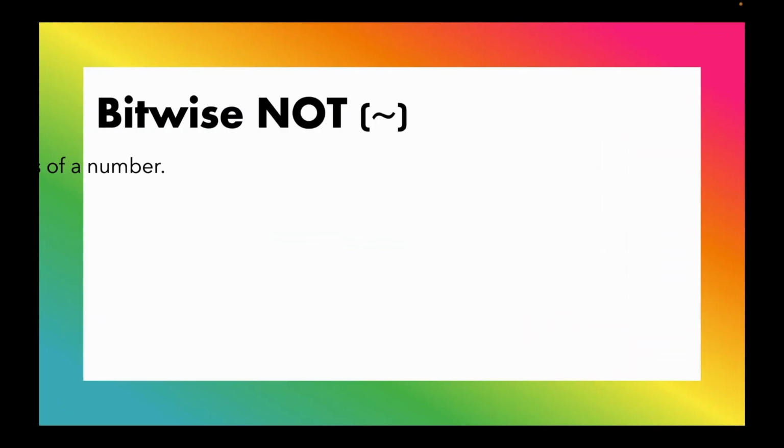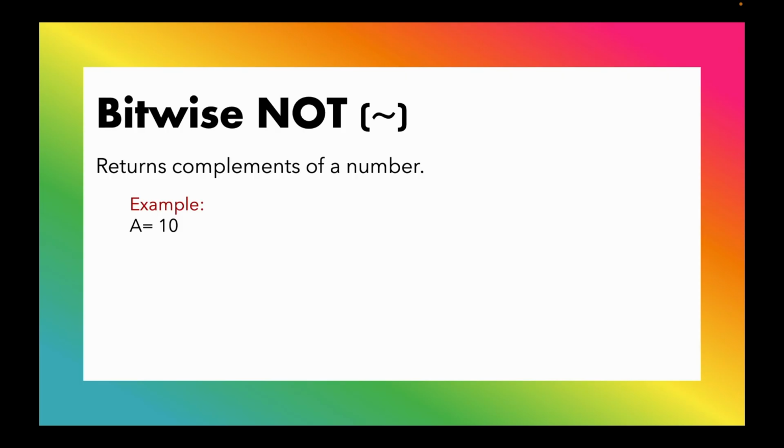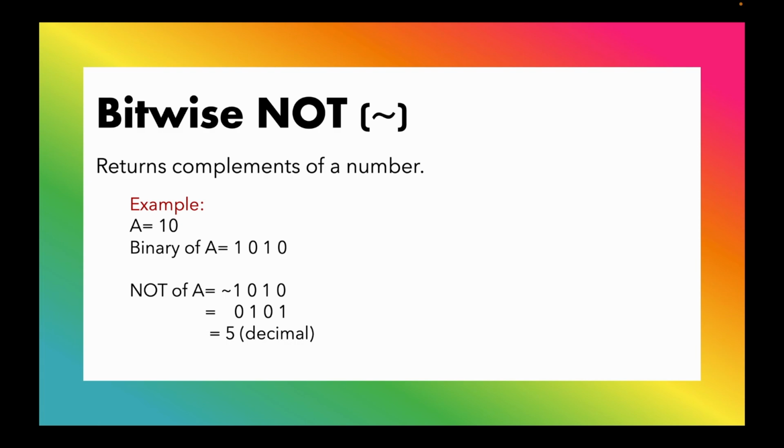The next operator is the bitwise NOT operator, and in this case it returns the complement of a number. And let's see the example. If A equals 10 and binary of A equals 1010, then the NOT operator of A, that is 1010, is equivalent to 0101. It basically complements the number and the resulting value is 5 in decimal.